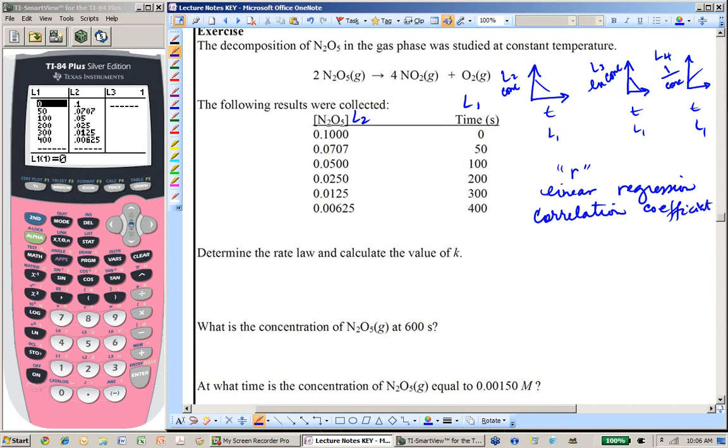Now you know why they call it R. That's a mouthful. So we are in search of an R value that is closest to plus or minus 1.0. A perfect line is going to give you 1.0, and in the land of experimental data, that's fake data.